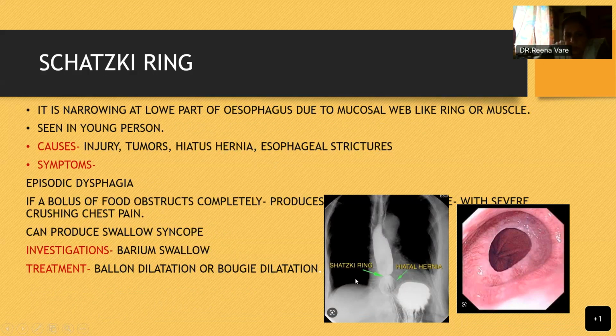So symptoms will be episodic dysphagia. It is as if a bolus of food is completely obstructing the esophagus. Patient will have severe chest pain. At times, the patient considers it to be a cardiac disease, thinking he is having an MI, such bad chest pain the patient has. And it can produce a swallowing syncope also. In this diagram, you will see this web-like lesion which is forming over here. See this web which is coming over there. So investigation again barium swallow, and you can do a bougie dilatation or a balloon dilatation in this case.